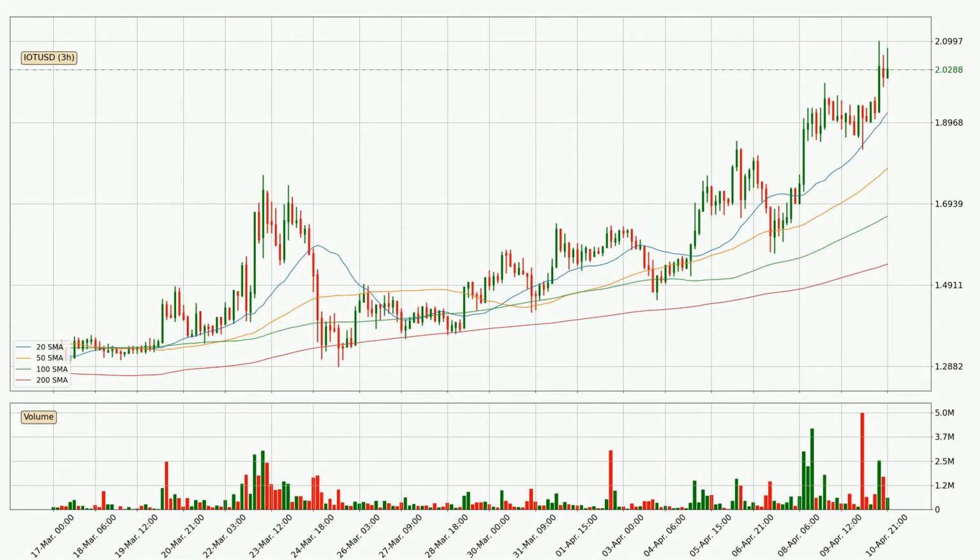Looking at the 3-hourly simple moving averages, for this time interval, the current price is above all of the simple moving averages, which looks bullish, and you should watch if the closest SMA, the 20 SMA, could remain stable or the price will dip below it with the current price of around 1.92.